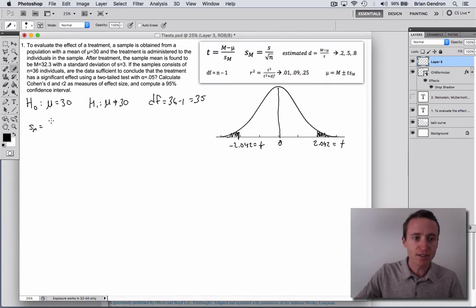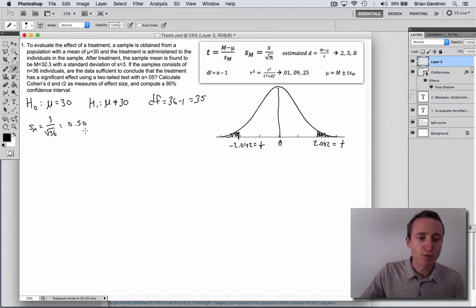So we have the standard deviation for our sample was 3, divided by the square root of sample size, which is 36. So 3 divided by 6 is 0.5. So what we can say is that due to random chance alone, you can expect a sample to have an error of 0.5 points. And now we account for that in our test statistic, which is t.